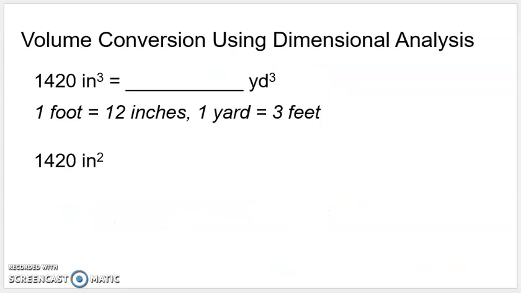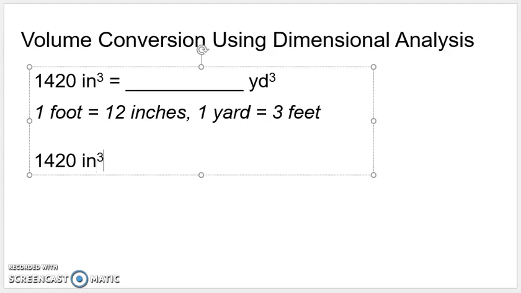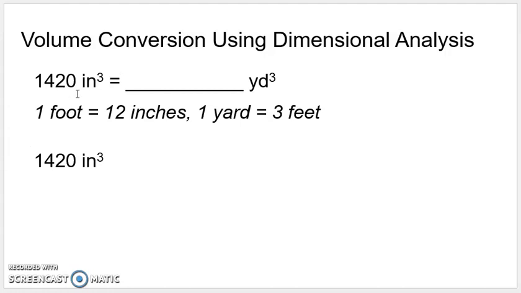Let's do one from inches to yards. Now again, you might use a factor. You can do this a couple different ways. This one, we're going to do a volume conversion. That is a cube right there. Notice why this is volume, because it's cubic inches. How many cubic yards? 1,420 cubic inches equals how many cubic yards? I'll show you a shortcut to do this one.